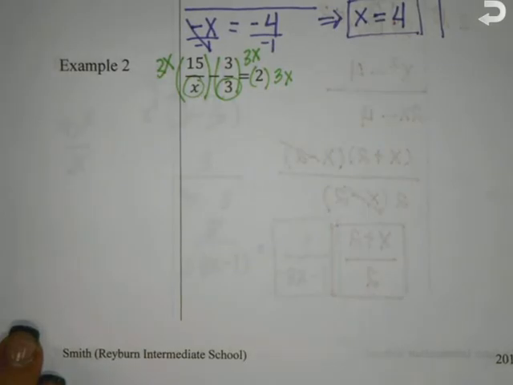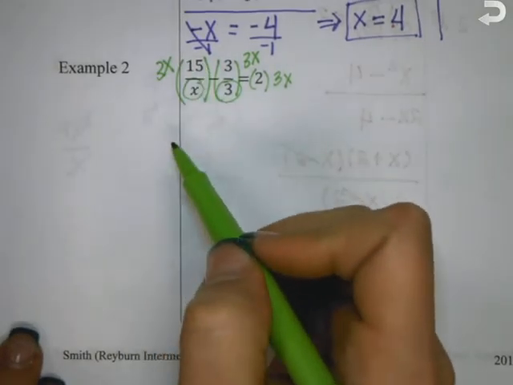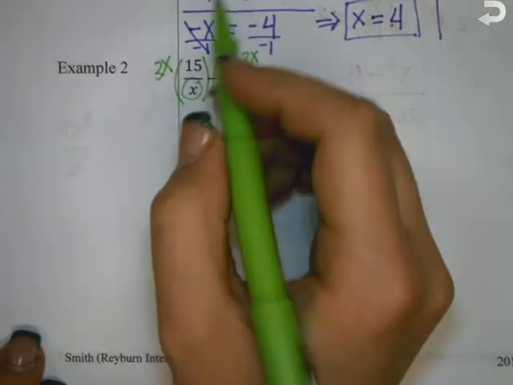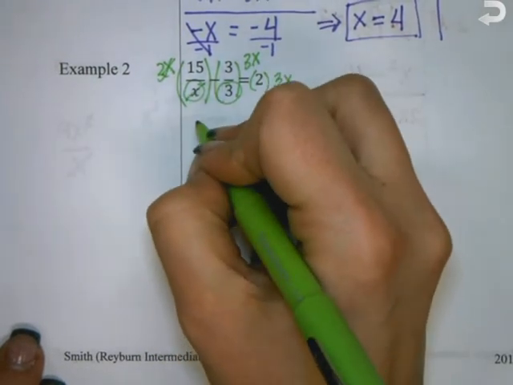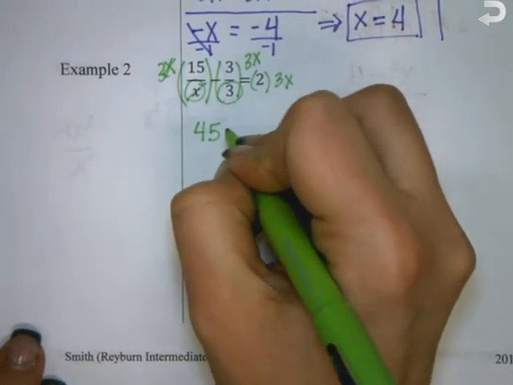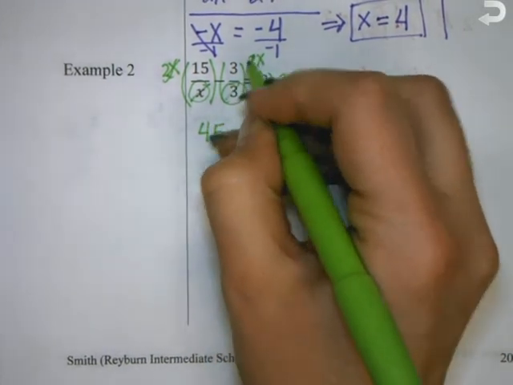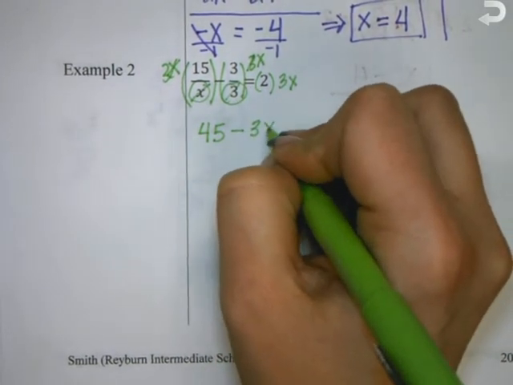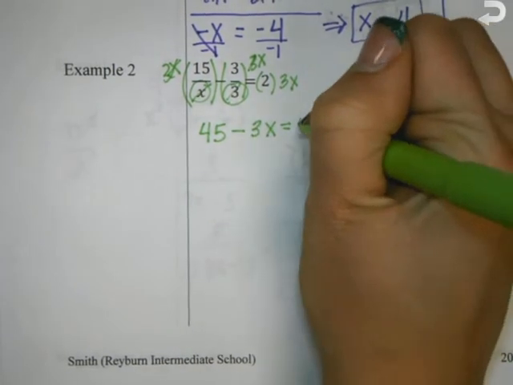3x times 15 over x. What does that give me? x cancels, and I get 3 times 15, 45. Minus. Okay, in this one, the 3's cancel, so it's going to be minus 3x equals 2 times 3x, 6x. So we got rid of those fractions, which is what we were trying to do.